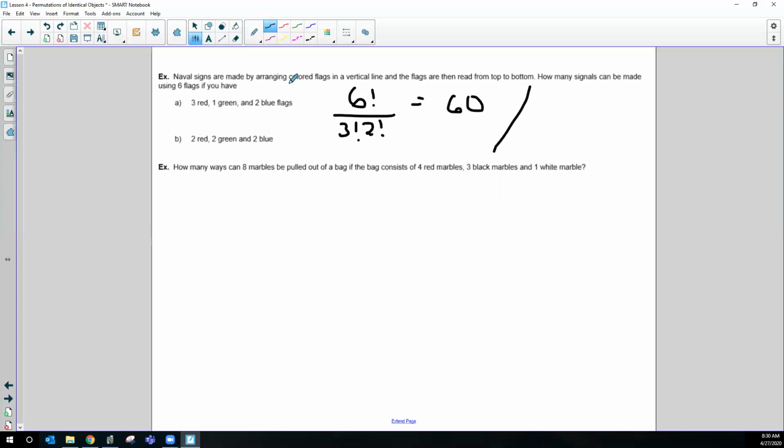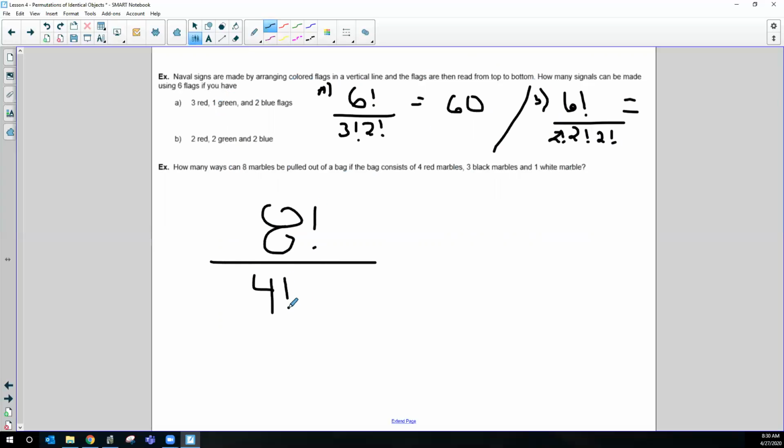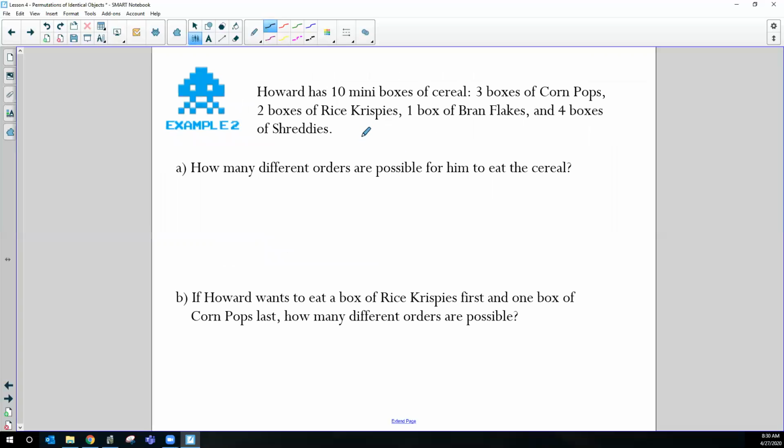Okay, question B. Same principle, 6 total flags, but now you have repeating of all of them. So 2, 2, and 2. And you get that in your calculator. How many ways can 8 marbles be pulled out of a bag consisting of 4, 3, and 1? So 8 factorial in total, but now you must divide by the stuff that repeats, because if you pull out a red marble first, that's the same thing as pulling out another red marble first.